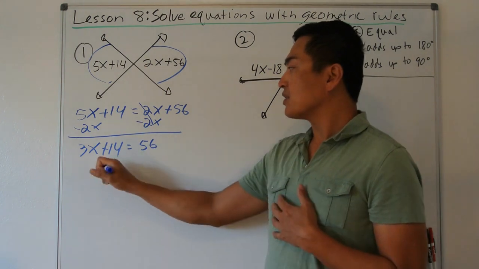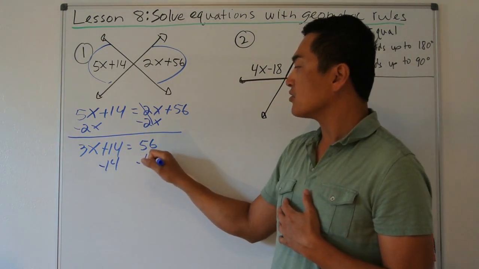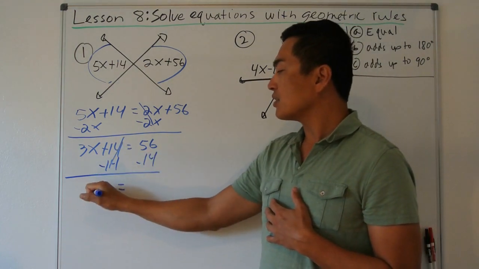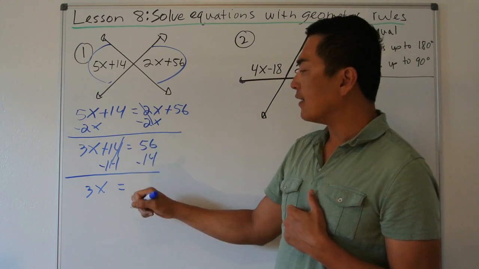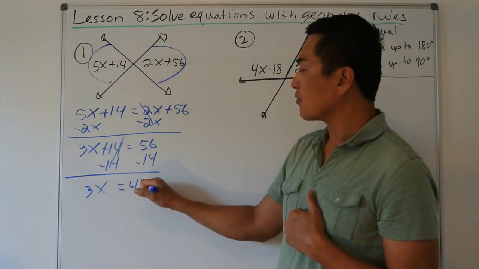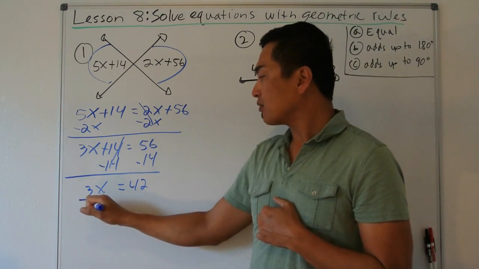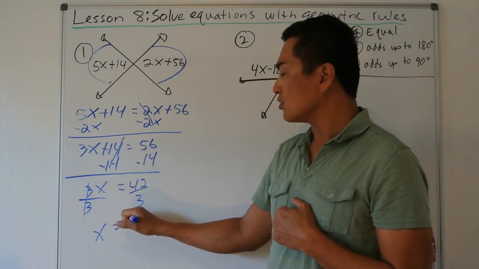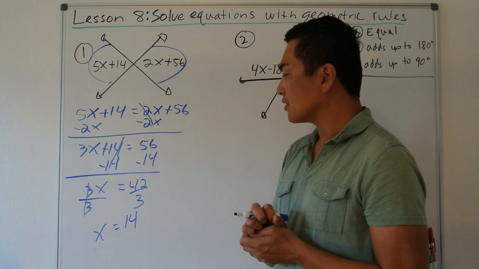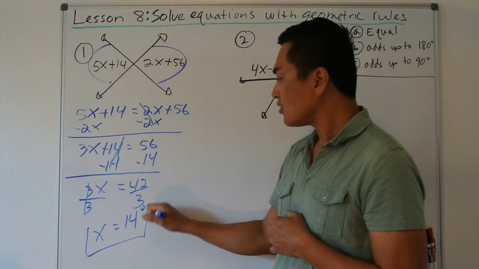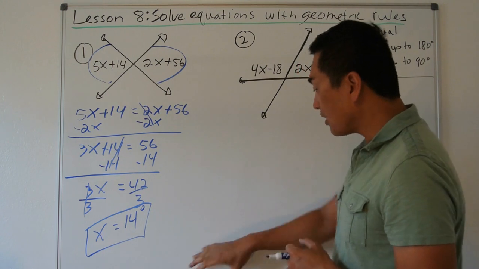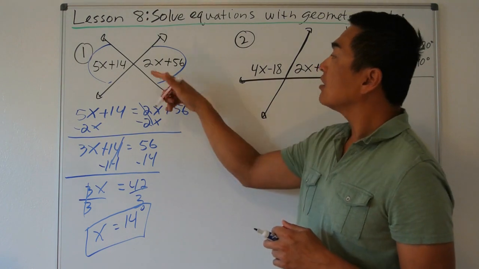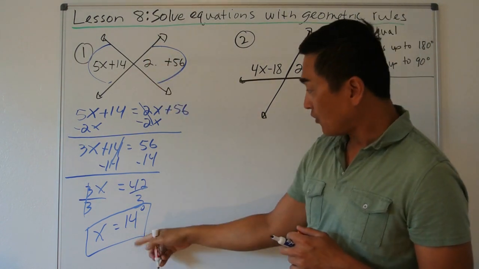Now it's a two-step equation. Subtract 14 from both sides. Remember, whatever you do to one side, you do the same thing to the other side. That gives you 3x on the left side, and this would give you 42. Divide that by 3. I get x is equal to 14. So x is 14 degrees. When you're done, you would want to go back and plug in your degrees. Since they're equal, it doesn't matter. So I'm plugging in that degree there. So that's 2 times 14.